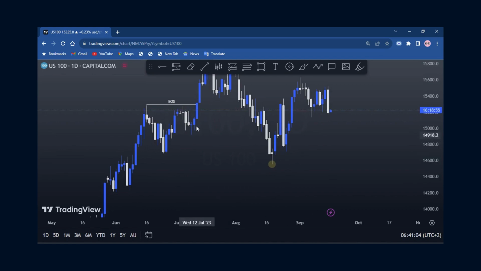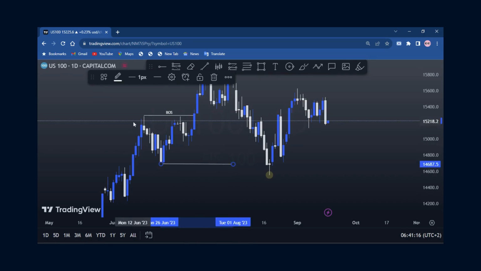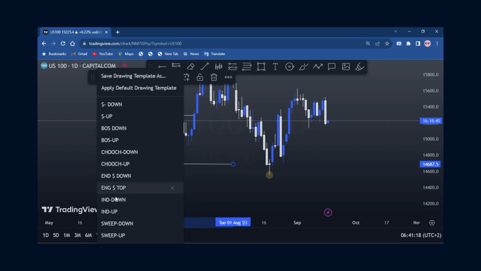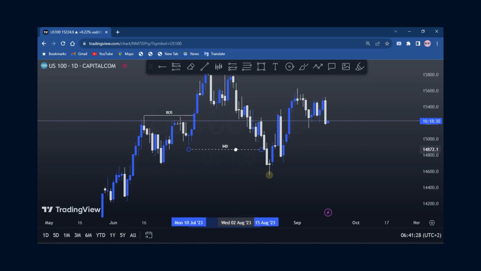Now I want to understand, when the price broke structure there, where was my inducement? As you can see, my first inducement was here. So this was my first inducement. Now remember, inducement happens when the market has a pullback, right? So my first pullback was there. So this was my first inducement. But my second pullback was here.